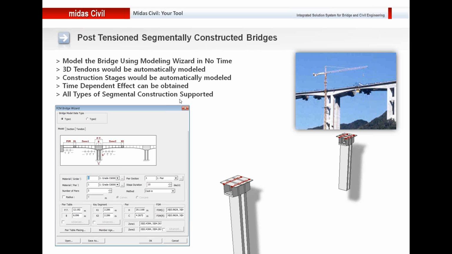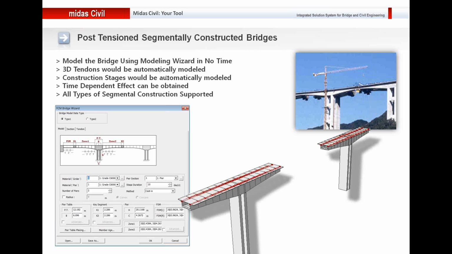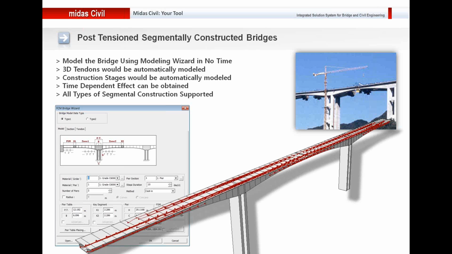So if you are designing balanced cantilever type of bridges, you can do that. If the bridge that you are designing is incrementally launched, you can do that. So basically whatever type of segmentally constructed bridge you are working on, Midas Civil can be used to perform analysis on the same. And in this animation, you can see how the modeling of this particular bridge is being done in Midas Civil.